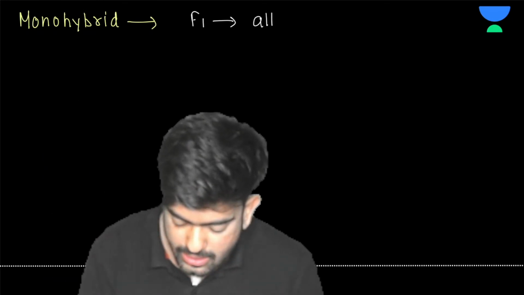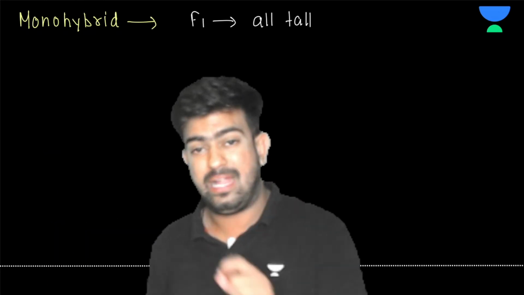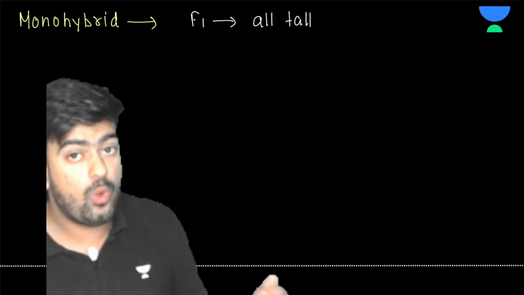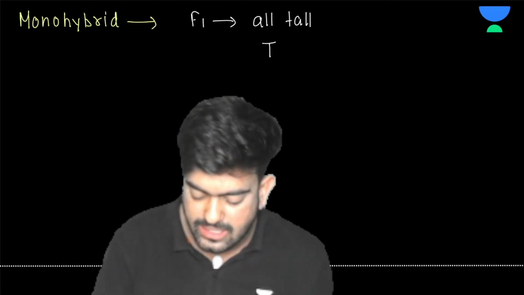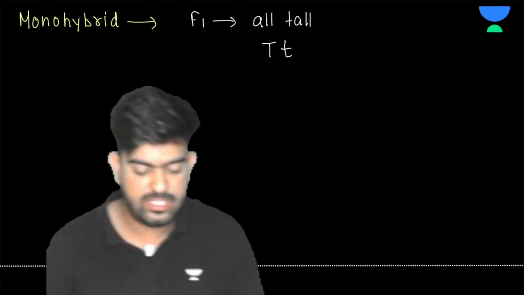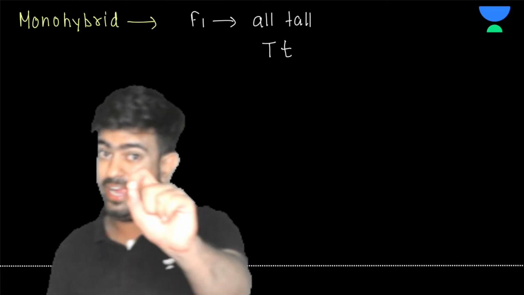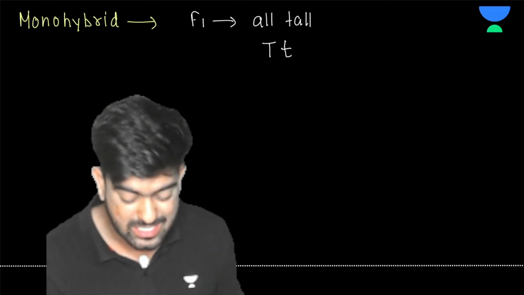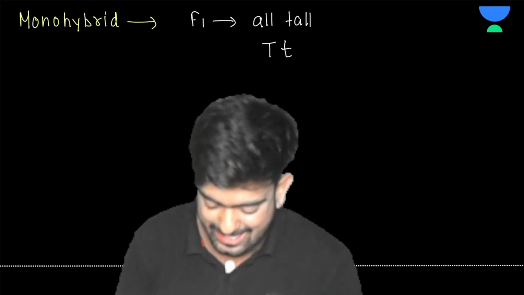Yes or no? That's very good. And what was the genotype of that particular plant, everyone? The genotype was capital T and small t. This was all about the F1 generation, right? Let me know if I write something wrong, because I'll check whether you are paying attention or not.